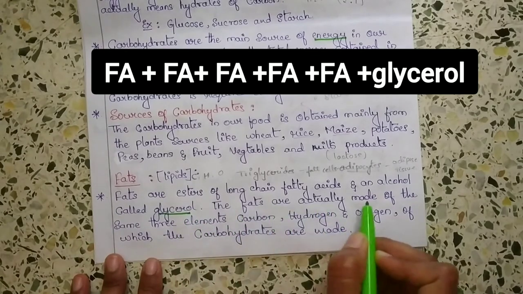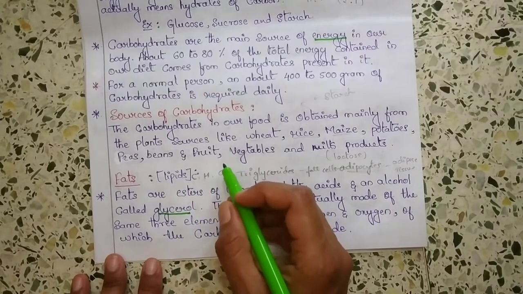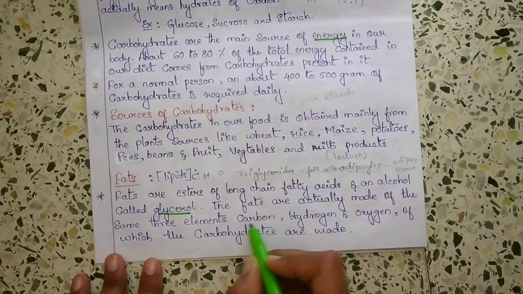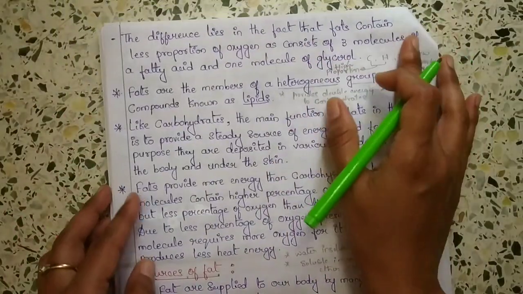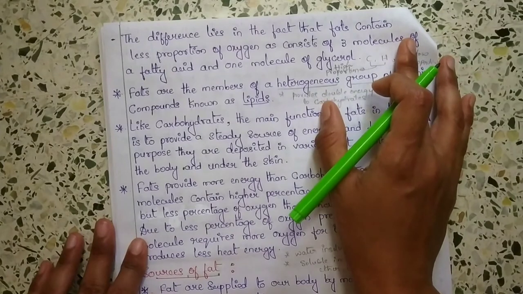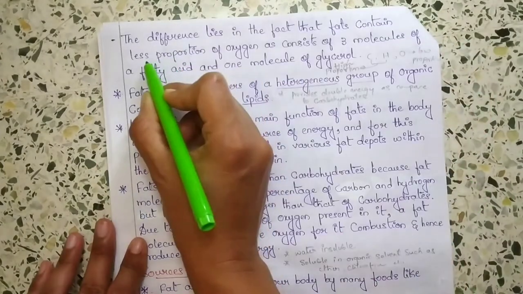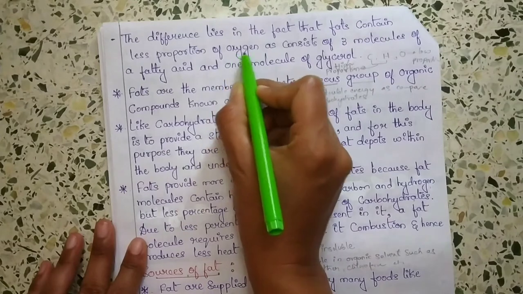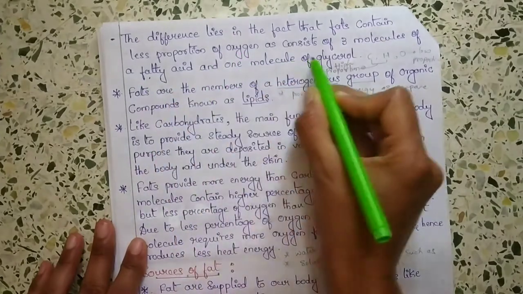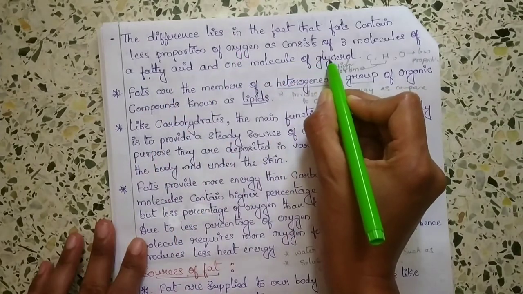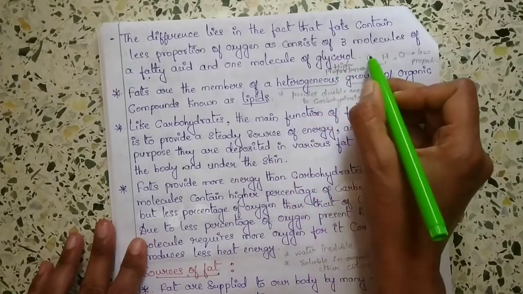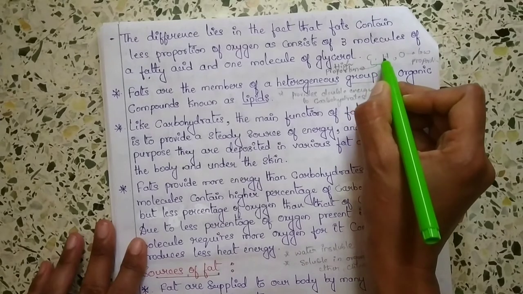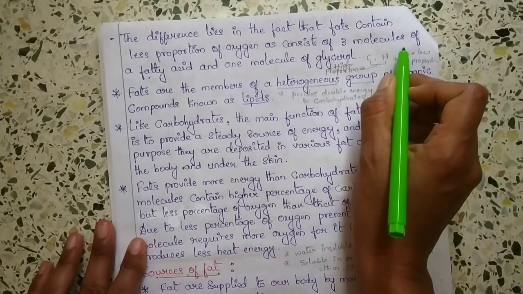And fats are actually made up of three elements, as with the carbohydrates: carbon, hydrogen and oxygen. But the only difference between fats and carbohydrates is that fats contain a lesser proportion of oxygen, as a fat consists of three molecules of fatty acids and one molecule of glycerol. It means that it contains a high proportion of carbon and hydrogen and a low proportion of oxygen.